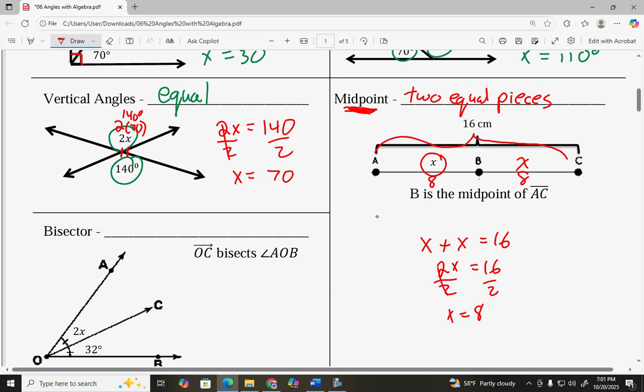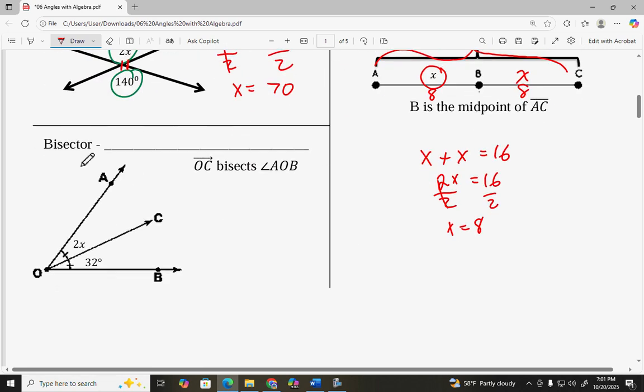And then finally, let's talk about this bisector. And I can see that it's a picture of an angle. Remember, an angle bisector cuts it into two equal pieces. So this angle that says 2x has to be equal to this angle that says 32. 2x has to equal 32. And if we want to solve for x, we'll divide both sides by 2.